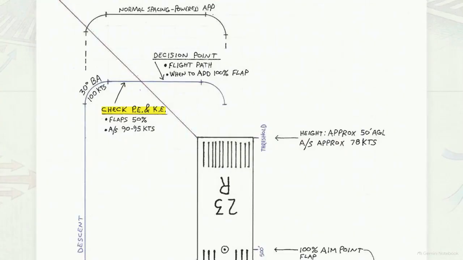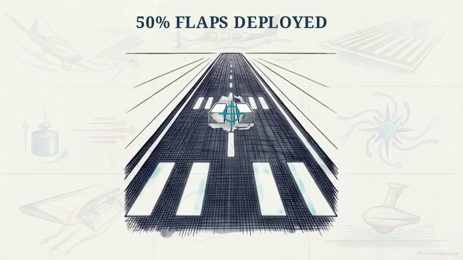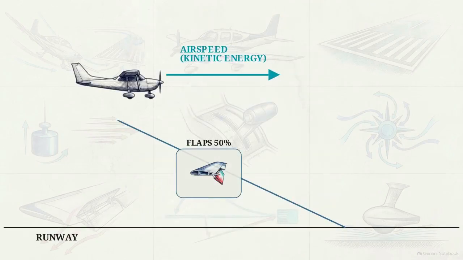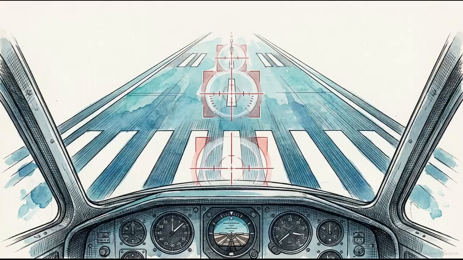If both your potential and kinetic energy states are correct, the trigger action is to immediately deploy 50% flaps and pitch for a new airspeed of 90 to 95 knots. When you deploy those 50% flaps, it shifts your physical aiming point approximately 200 feet closer to the runway threshold. Deploying flaps serves a dual purpose. It slows the aircraft and it steepens your glide ratio. You are forced to track a visual target that moves backward toward you as drag increases.